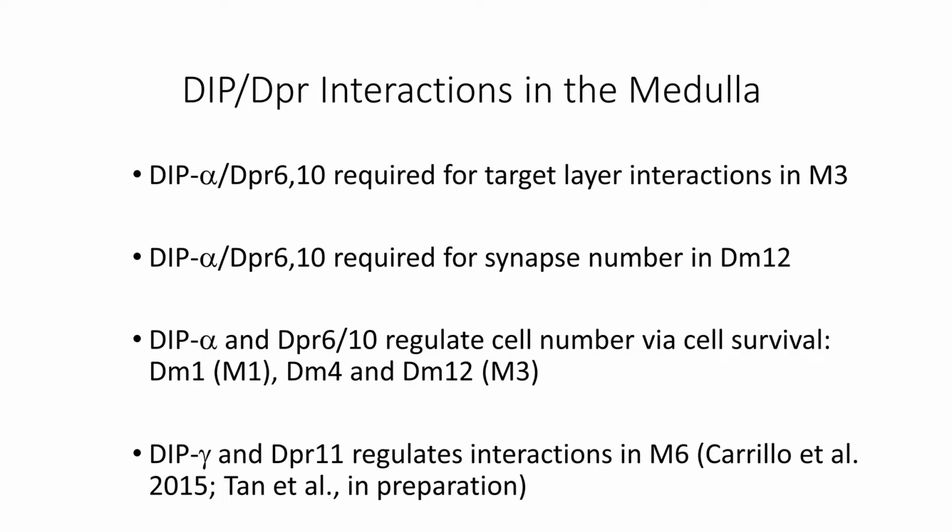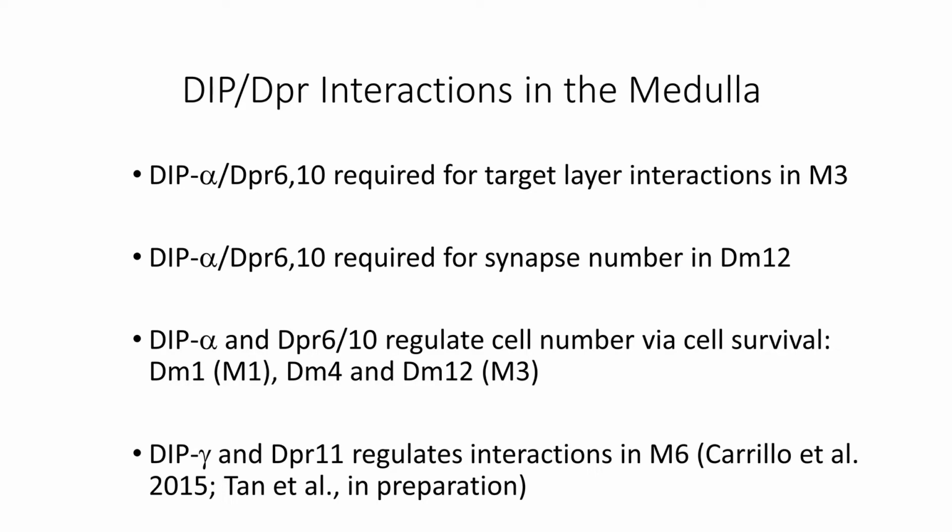DIP gamma and DPR11 regulate interactions in M6. That was first shown by Chris Garcia and Kaizin and his colleagues, and it's a bit controversial. I'll be happy to talk about what those effects are, but they clearly do interact in the M6 layer. We've also explored that in some detail as well.